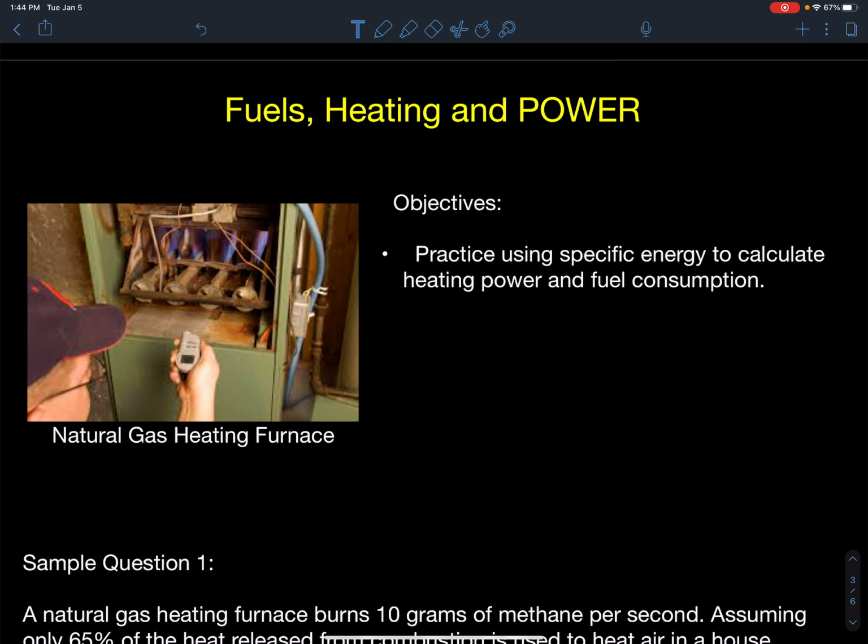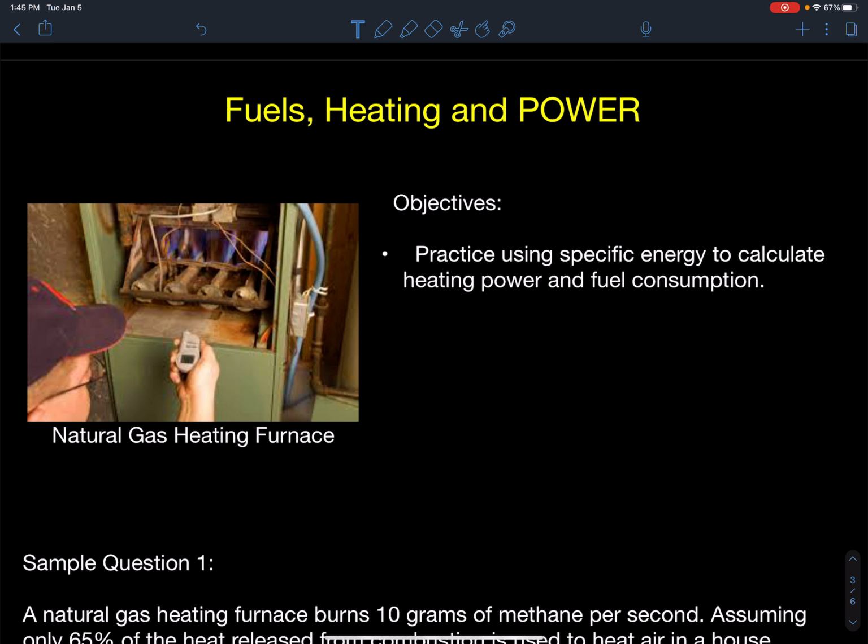All right, so in class today, we talked about specific energy and fuels and rating fuels based on how much energy they have per kilogram. And now I want to just show you a few examples of how we use that in practice. And here we're going to talk about different fuels that we use to heat houses.